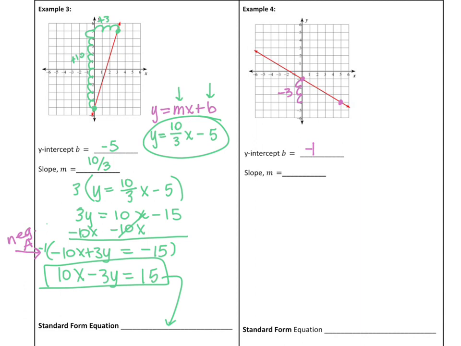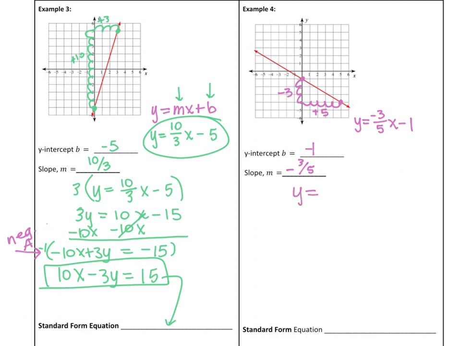I also can see that my slope is negative. I'm going to go ahead and put a negative so I don't forget. It's over 1, 2, 3, 4, 5. So my slope is -3 over 5. I can write that in slope-intercept form, just plugging in my m and my b where they belong. And now that I have that, I can start converting.